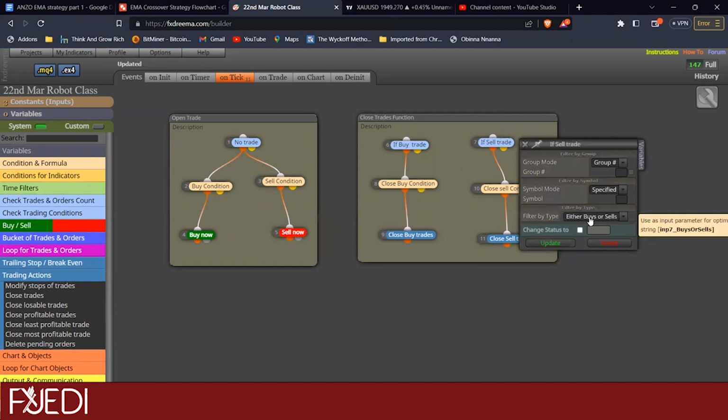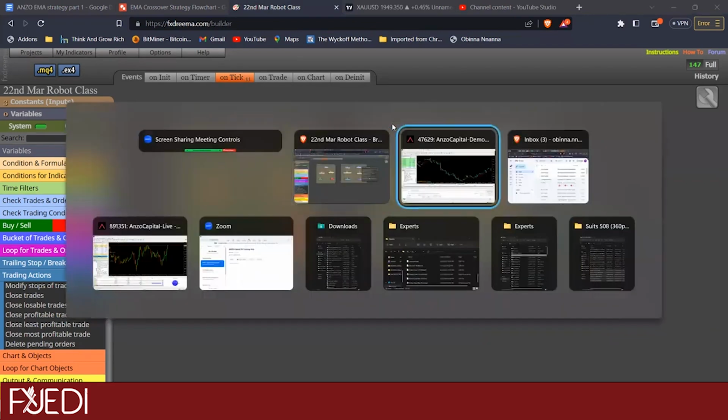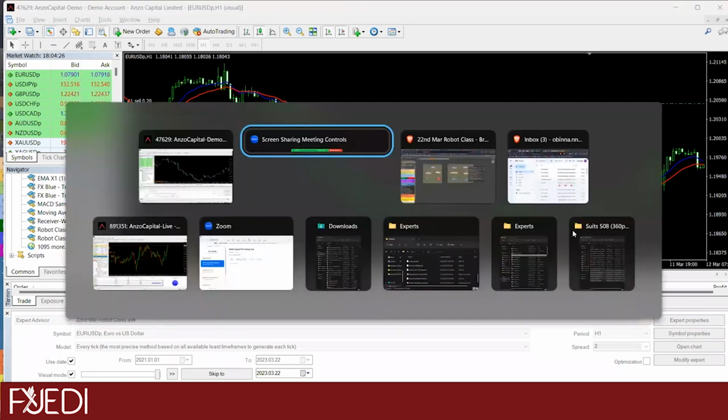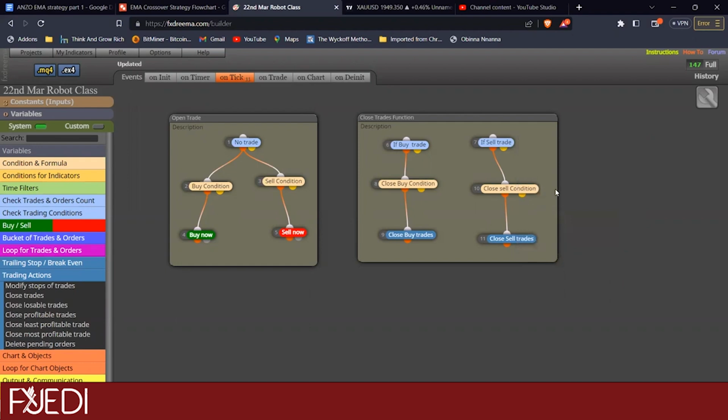Oh, see the problem here. Here we are supposed to specify if sell, right? Let me go back to our MT4. What happened here was the condition for opening the sell was met, so it opened the sell. But then anytime it looked, it could not see the condition for closing the sell, because instead of changing this to filter only sells, it was still buy and sell. That's why that didn't work. So we're going to just download it again and reuse it.